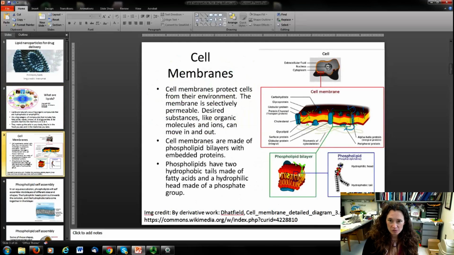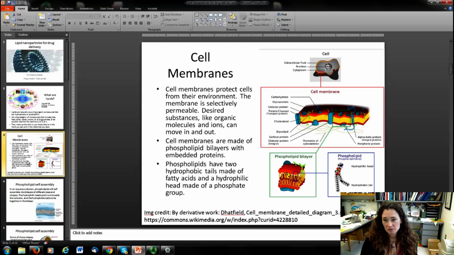And of course, the cell membrane protects cells from their environment. And the membrane, as you probably remember from middle school and high school biology, is selectively permeable. So desired substances like organic molecules and ions can move in and out through the walls of the cell membrane, but it keeps the stuff that you don't want out. Cell membranes are made of phospholipid bilayers with embedded proteins.